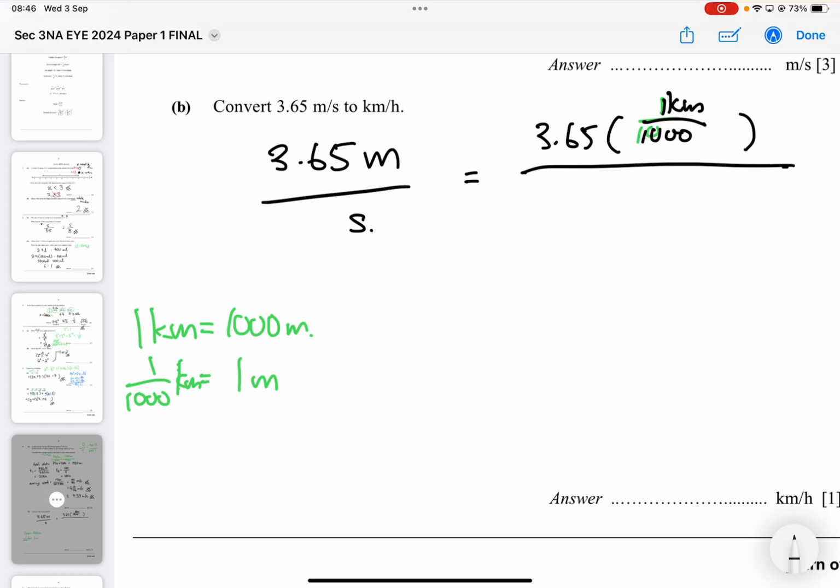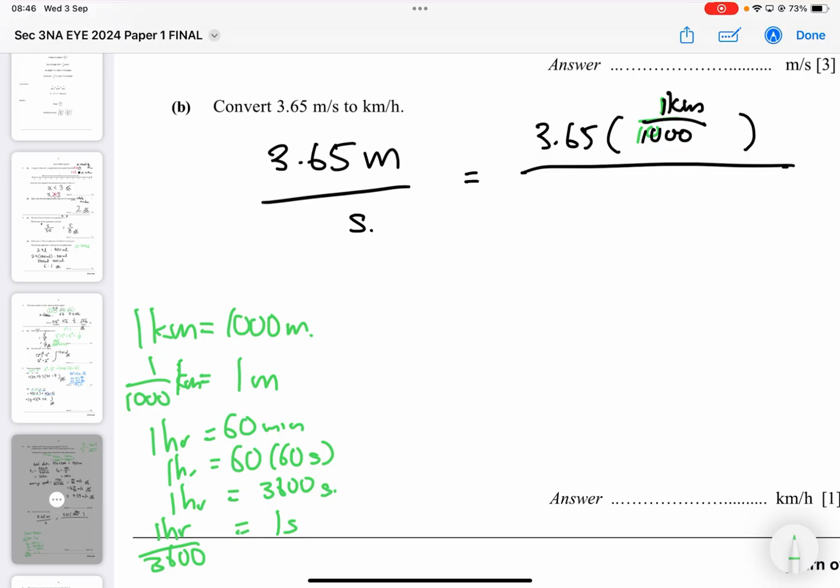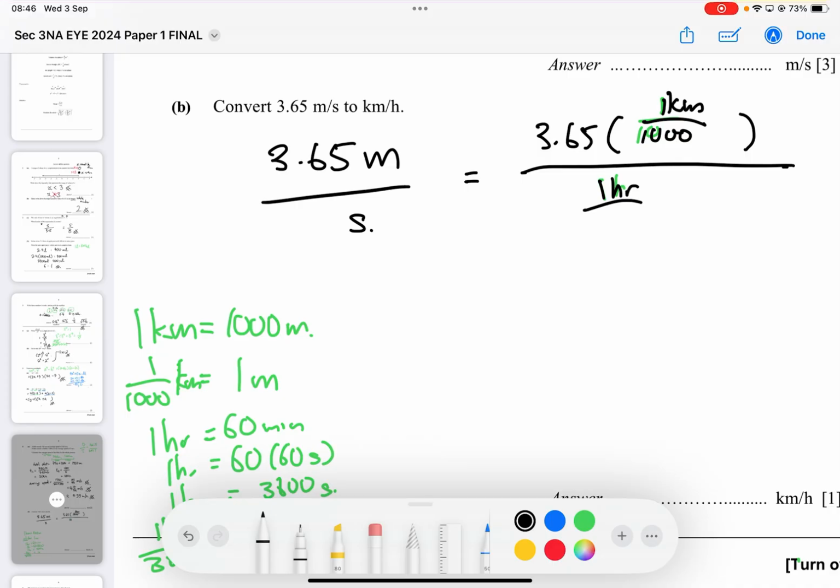Every 1 second, same, I will go and write at the side. I don't remember all these things. 1 hour is 60 minutes. 1 minute is 60 seconds. So 1 hour is 3600 seconds. Meaning 1 second is 1 hour divided by 3600. So I will do this during exam. From 1 hour equals 60 minutes, I can get this conversion. Every 1 second is 1 hour over 3600. Then I can use my calculator already: 3.65 over 1000 divided by 1 over 3600. Then my final answer will be in kilometer per hour.